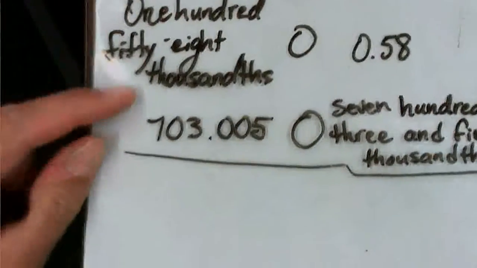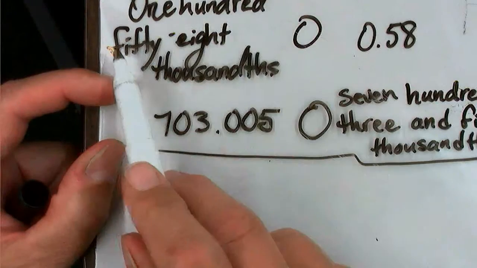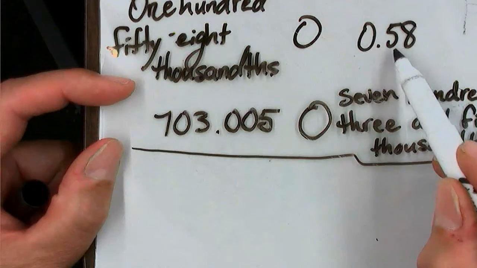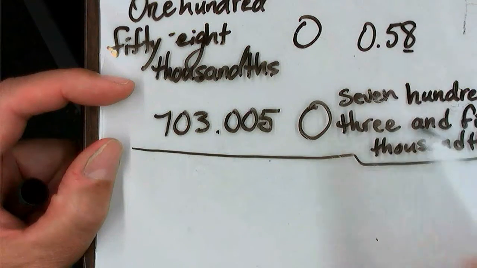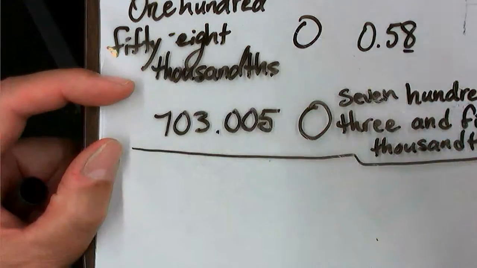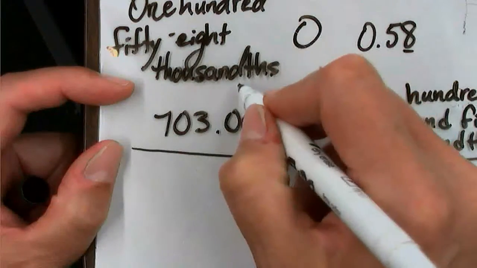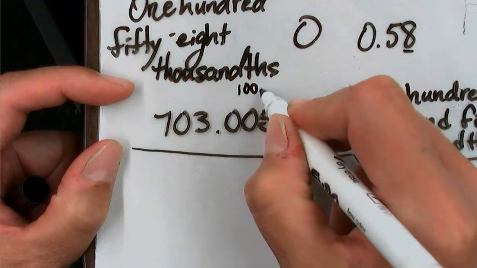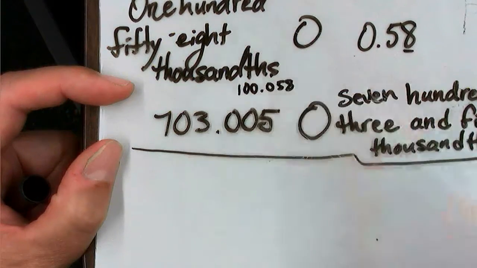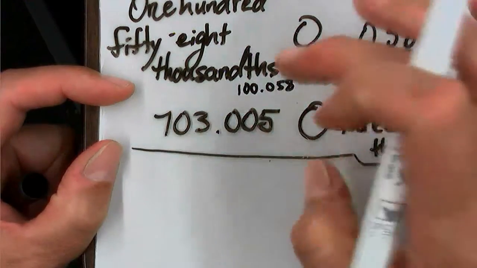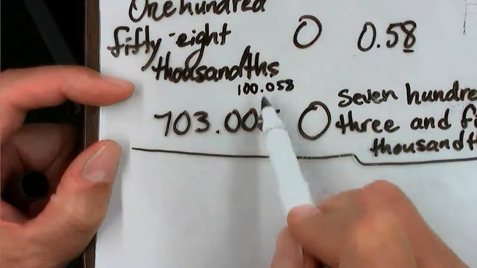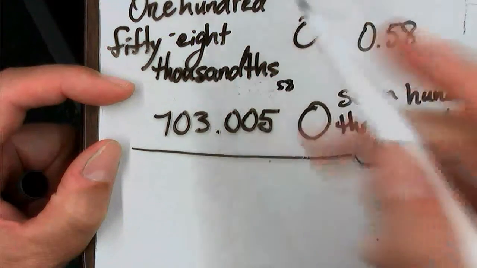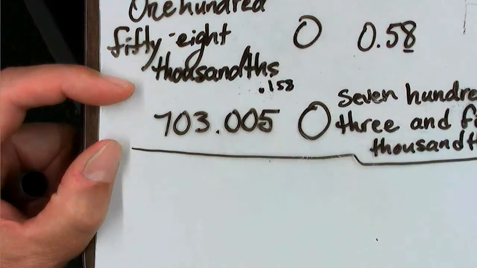Now we're getting into words. 158 thousandths. If we were going to write that out, it's going to look like this. Actually, you know what? There's no "and" in there, is there, for a decimal? So that one is going to come over like this. Sorry. 158 thousandths.